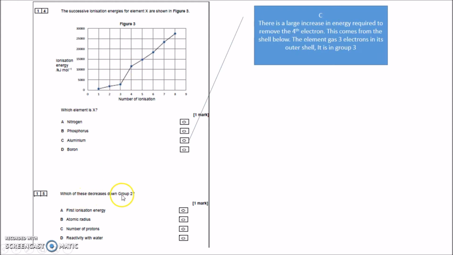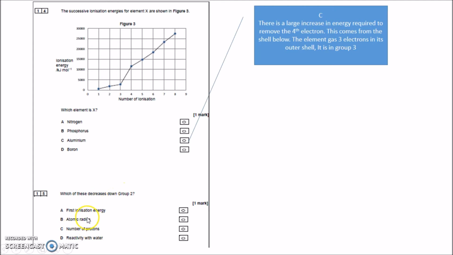Which of these decreases down group 2? First, ionization energy, so the energy to remove an electron. Yes, it will, because as the atoms get bigger and bigger, the nucleus is further from the outer electrons, so there's less nuclear attraction, so less energy is needed to remove that electron as the nucleus is further away. You also get more shielding as you get more shells, so A is definitely right.